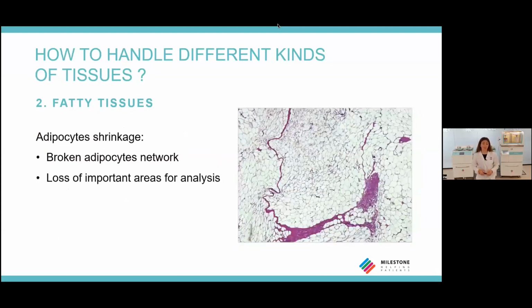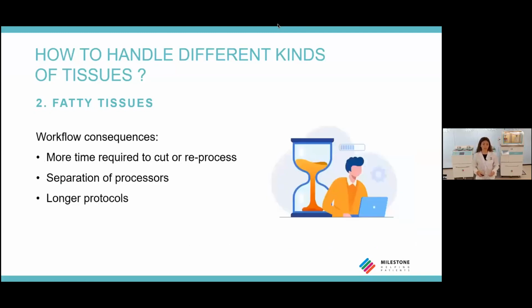And also, very important from the microscopic point of view, we can see the adipose tissue as a dense adipocyte network. So this network we can see here is often broken during the processing because of its fragile nature. So if this happens, glands, lymph nodes, connective tissue, and other important areas for the examination can be lost, risking the correctness of the analysis.